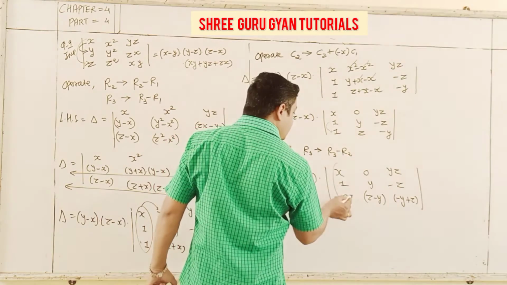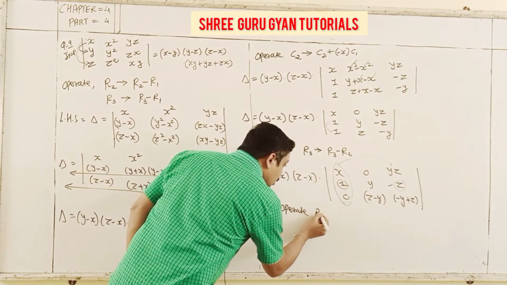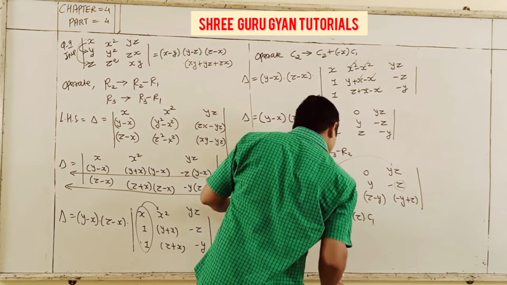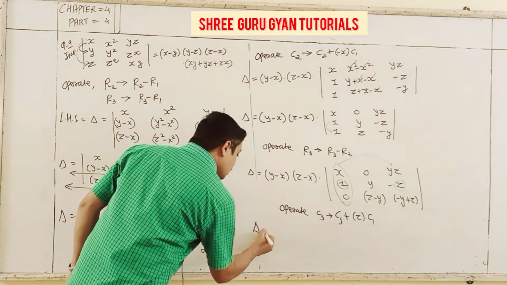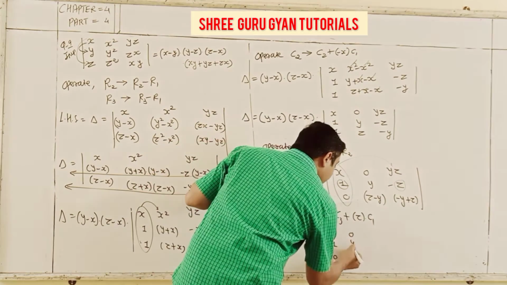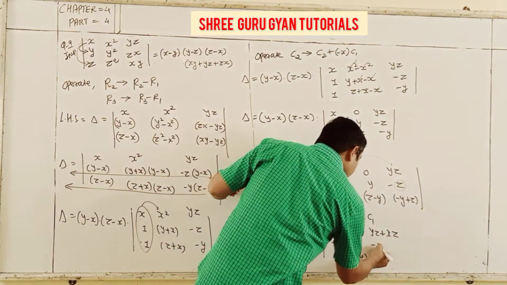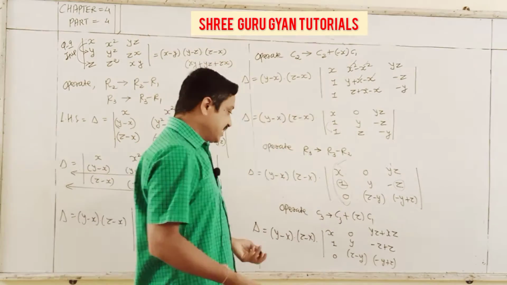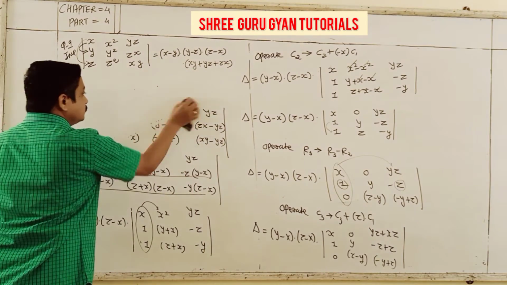So I will create one more zero: multiply this one by z to create zero. So operate: third column changes, third column plus z times the first column. Then C3 multiplied by z means z minus z is 0. So your determinant is (y minus x)(z minus x) times x, 1, 0; 0, y, z minus y; and here yz plus xz. You multiply by z, no? Here z minus z is 0, and 0 plus z is nothing. Now these are the final calculations to get the answer. Just a few steps remaining.